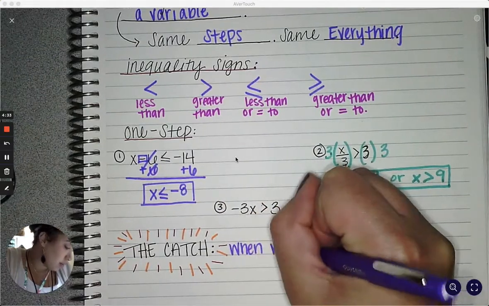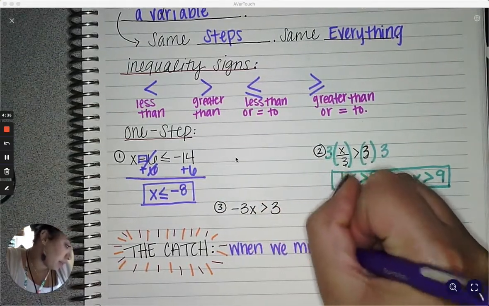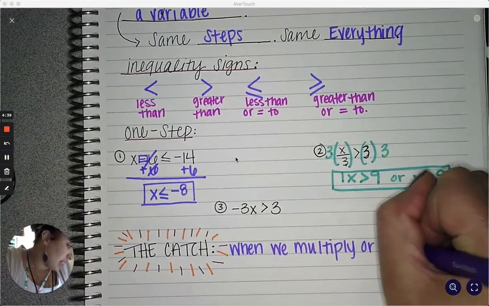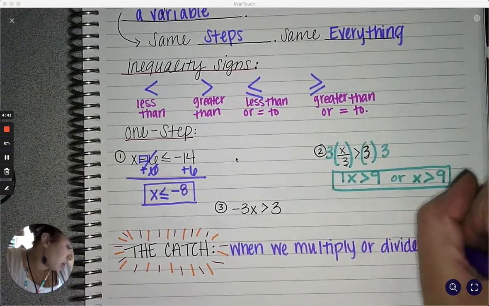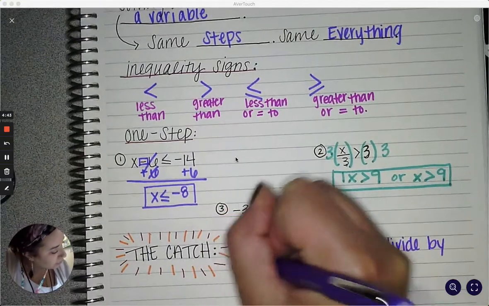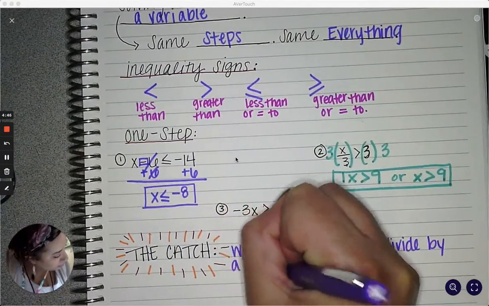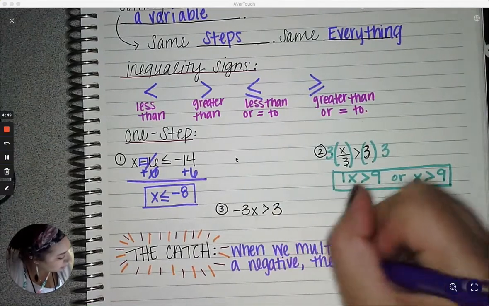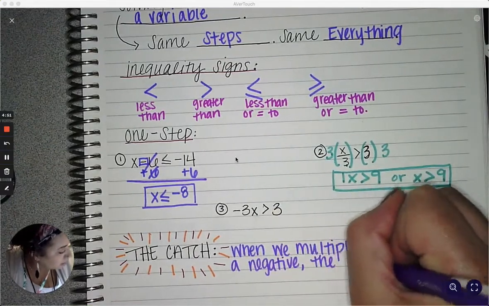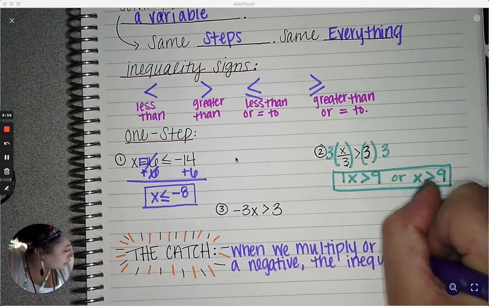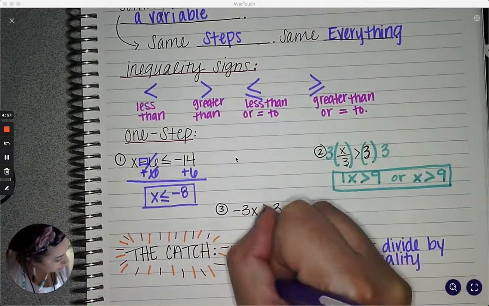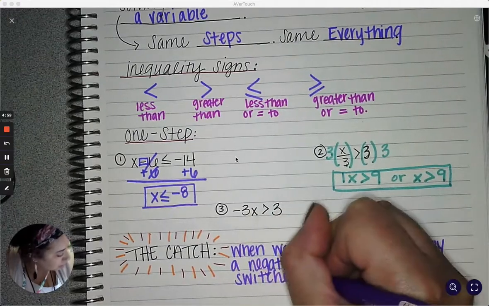So the catch: when we multiply or divide by a negative, the inequality switches direction.